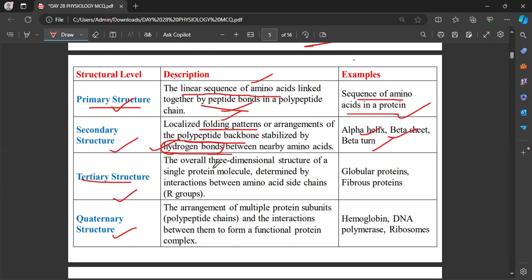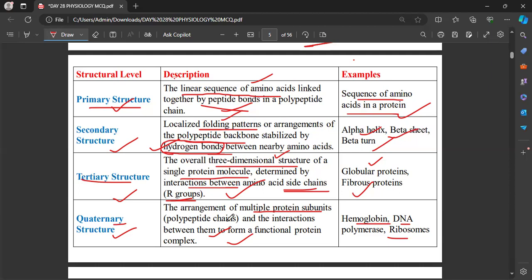Now the tertiary structure: here is the overall three-dimensional structure of a single protein molecule, determined by interactions between the amino acid side chains. Side chains are nothing but the R groups. Tertiary structure is seen in globular proteins and fibrous proteins, and it is highly functional in nature. In the quaternary structure, we have the arrangement of multiple protein subunits and the interactions between them to form a functional protein complex. Hemoglobin, DNA polymerase and ribosomes have this quaternary structure.